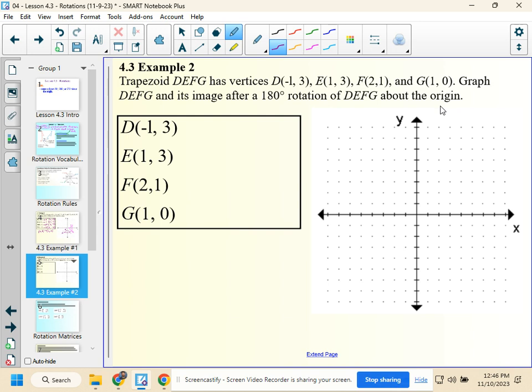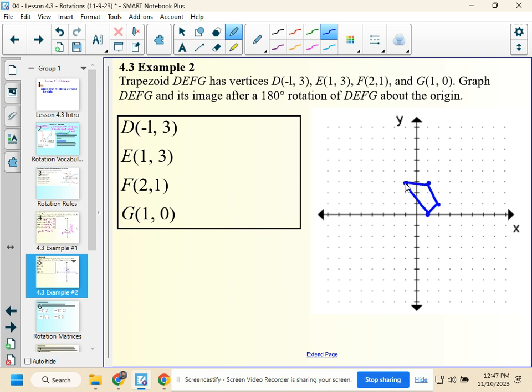Where does this one end up? Let's put the original on -1, 1, 2, 3 is right here. 1, 1, 2, 3 is right here. 1, 2, 1 is right there. And then 1, 0 is right there. So again, kind of a small little trapezoid here.